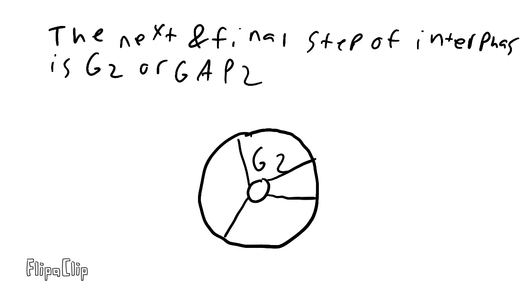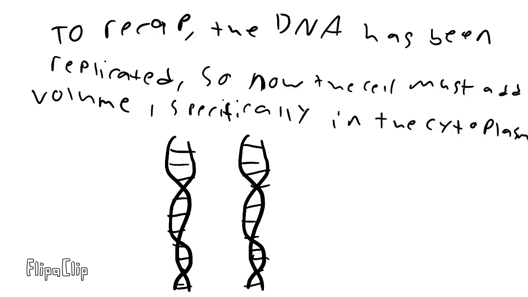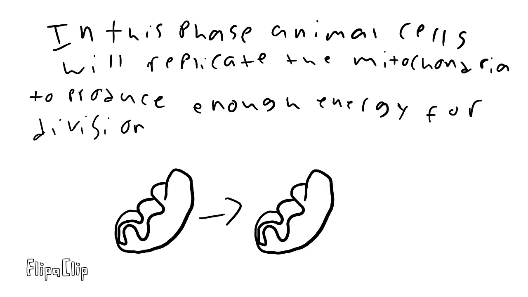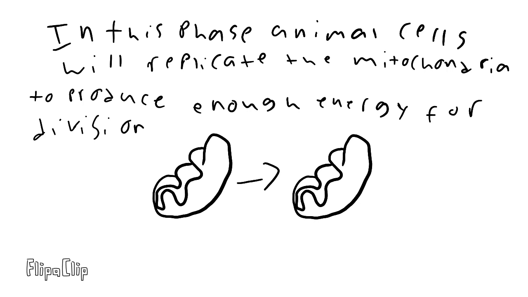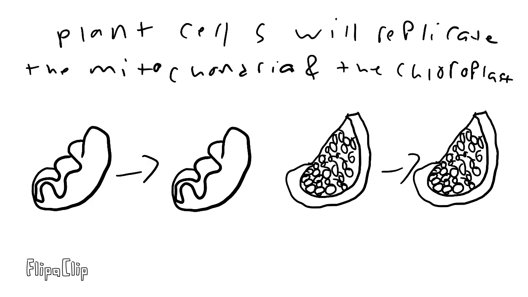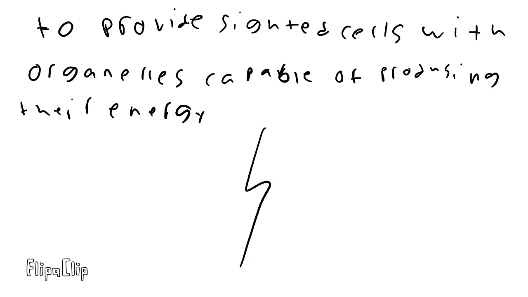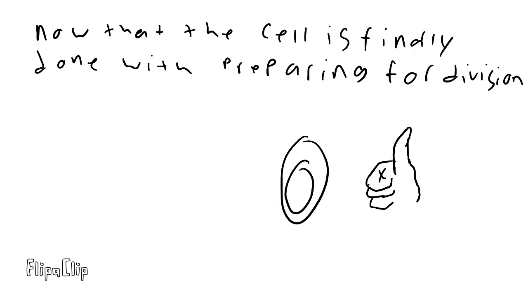The next and final step of interphase is G2 or gap 2. To recap, the DNA has been replicated, so the cell now must add volume, specifically in the cytoplasm. In this phase, animal cells will replicate the mitochondria to produce enough energy for division. Plant cells will replicate the mitochondria and the chloroplasts to provide cells and organelles capable of producing their energy. Once the cell is finally done preparing for division, the next step is mitosis.